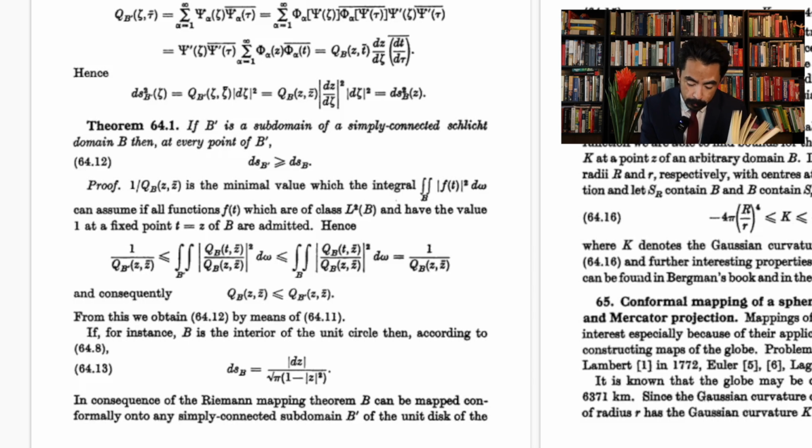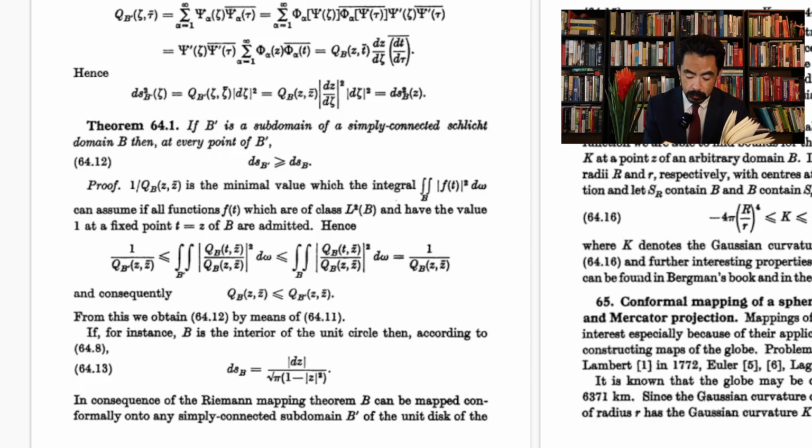And consequently, capital Q sub B of z and the conjugate of z is less than or equal to capital Q sub B prime of z and the conjugate of z. From this, we obtain the statement of theorem 64.1 by means of the Bergman metric.